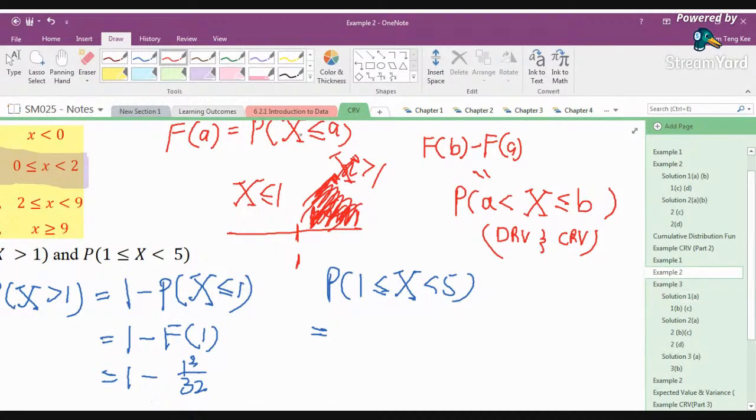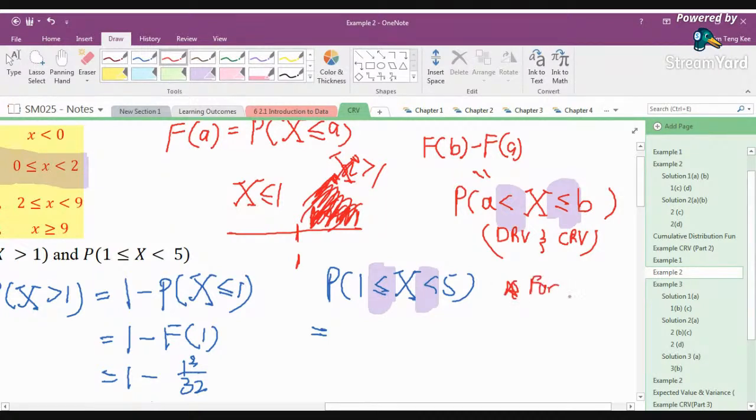Okay, but the question I want now is not one less than or equal, it's not one less than x and less than or equal to 5, but instead you see the sign, it's not the same as what we have to define with FB minus FA. But remember, in continuous random variable, let me write a remark there in red.